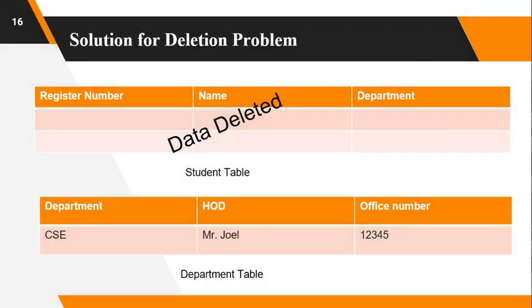Now let's see the solution for the deletion problem. Already we have split it into a student table and a department table. In the department table we have the values for department CSE, HOD Mr. Joel, and office number 12345. If you want to delete the student details alone, like register number and name, this will not affect the department table. It will not delete the HOD or office number values. Only the student table alone will get deleted. So this is the solution for the deletion problem.